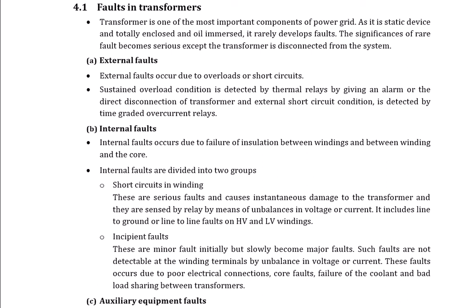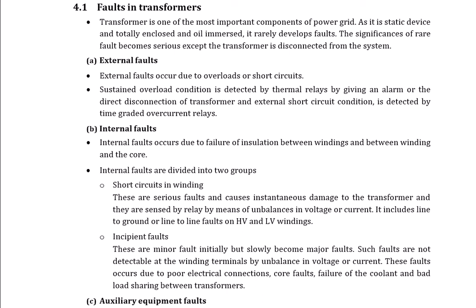And what kind of internal faults are there? Internal faults occur due to failure of insulation between windings and between winding and the core. Internal faults are divided into two groups. First one is a short circuit in a winding. These are serious faults and cause instantaneous damage to the transformer, and they are sensed by the relay by means of unbalances in the voltage or current. It includes line to ground or line to line faults on HV and LV windings.